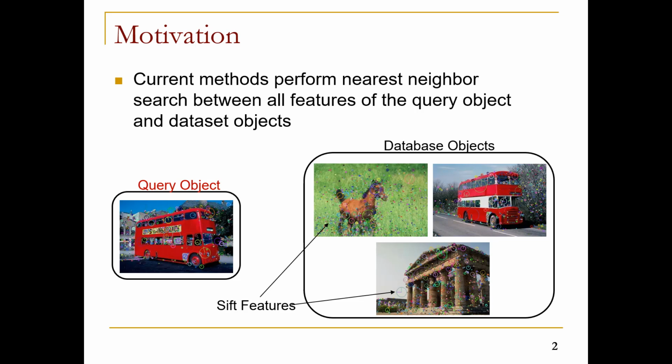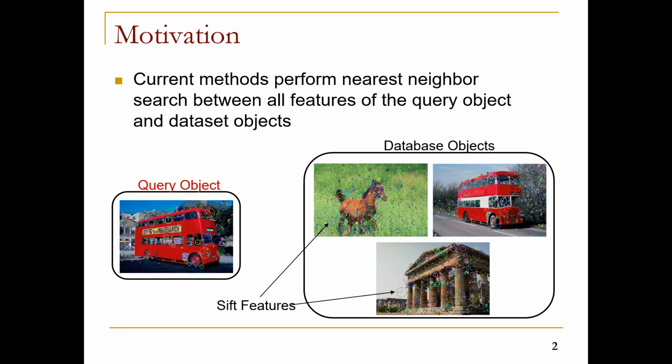In this paper, we look at the problem of finding similar multimedia objects to a given object. Often, a single multimedia object, like an image, is represented as a collection of features, such as a collection of SIFT features, as shown in this slide. The tiny circles in each image are the SIFT features of that image.